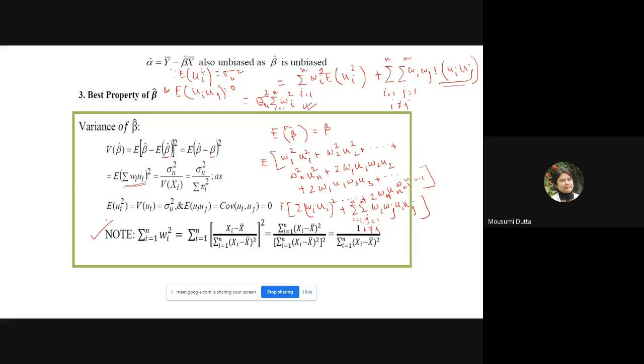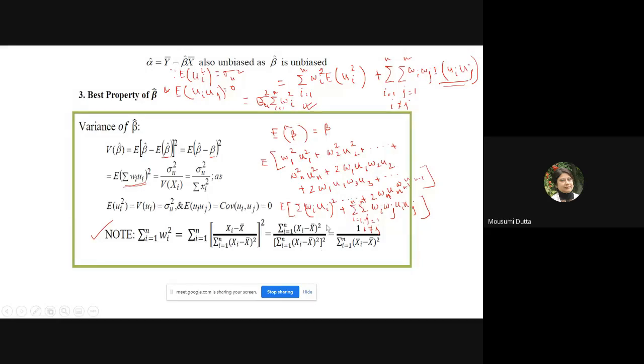Summation wi square is equal to summation of xi minus x bar divided by summation xi minus x bar whole square, of the entire thing. Because wi is xi minus x bar divided by summation xi minus x bar whole square. So you have to take whole square of the entire matter. Your numerator is summation xi minus x bar whole square and the denominator is already summation xi minus x bar whole square. So you have to take square of this.